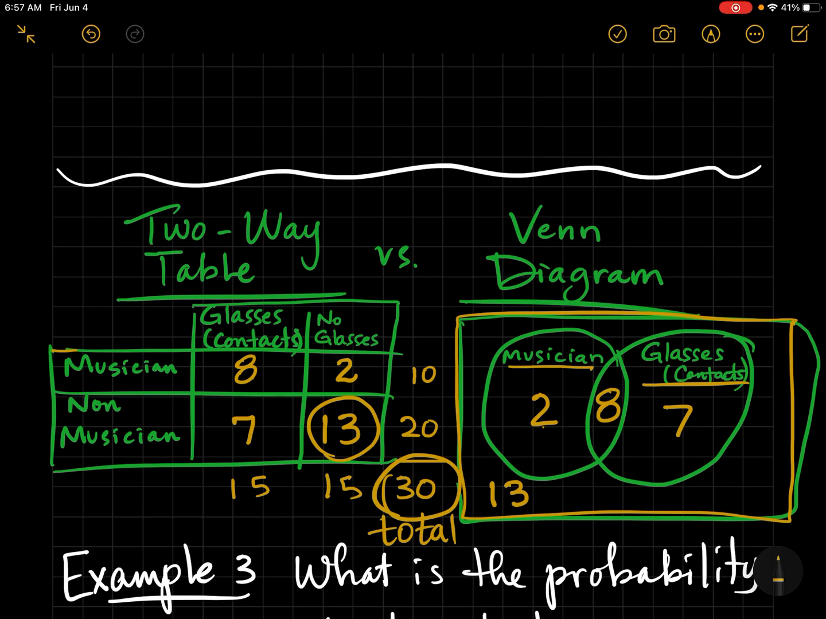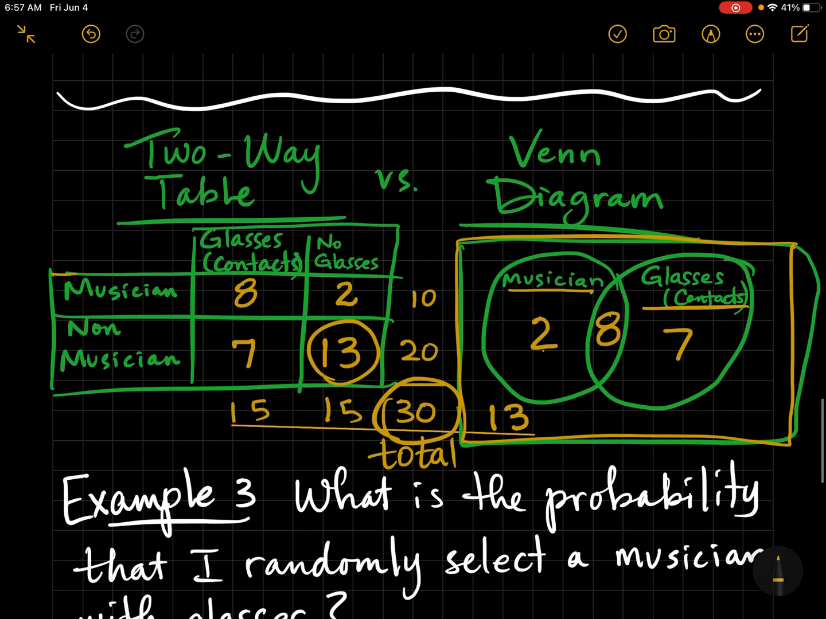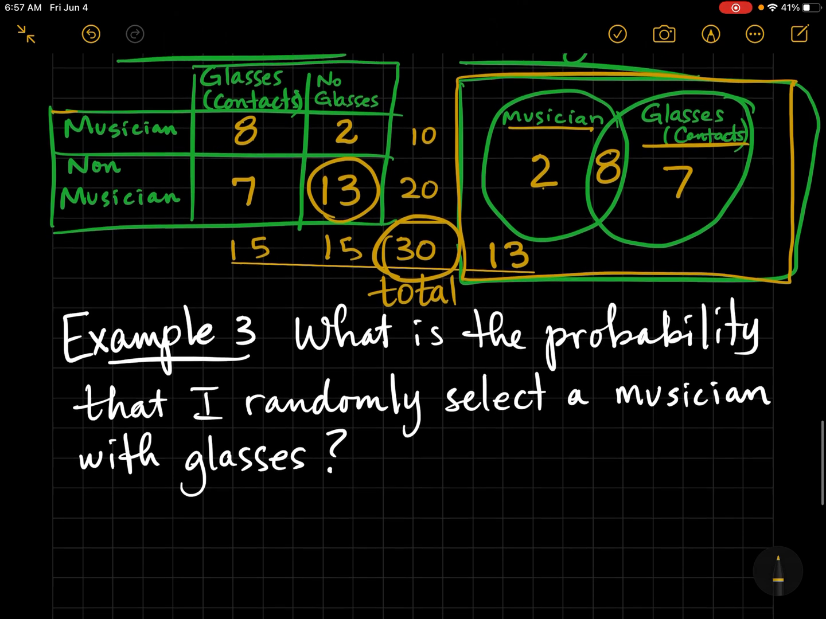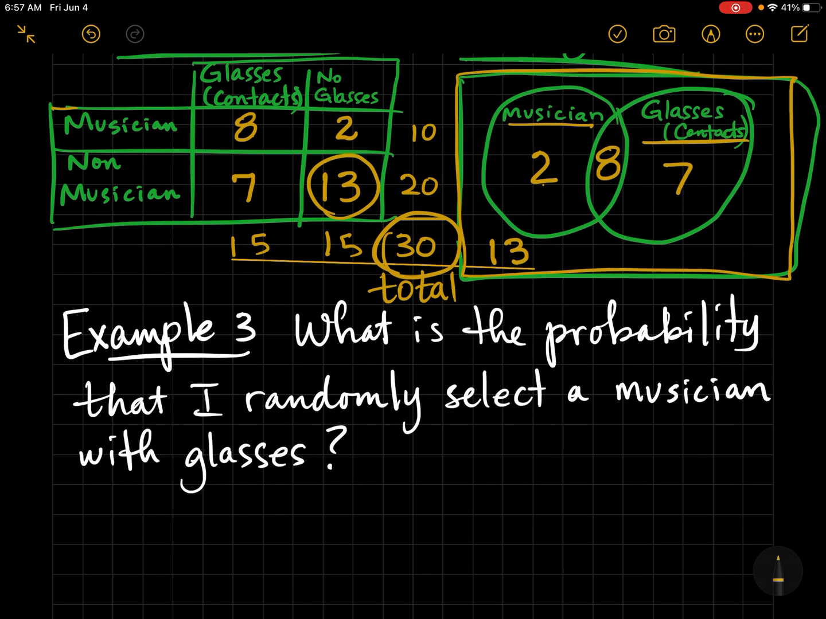Now, you'll develop a preference as to which illustration you prefer. I personally like two-way tables, but some people prefer Venn diagrams. Let's answer a couple of questions and use these visual organizers.